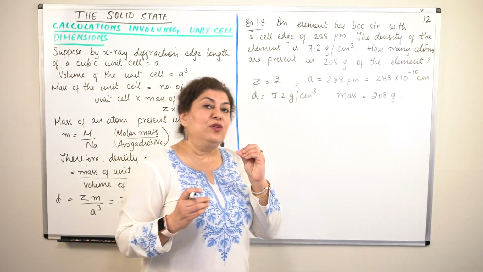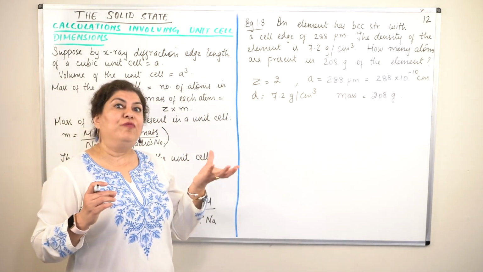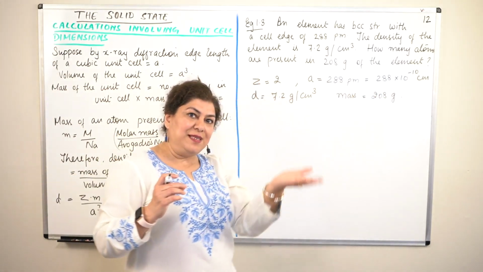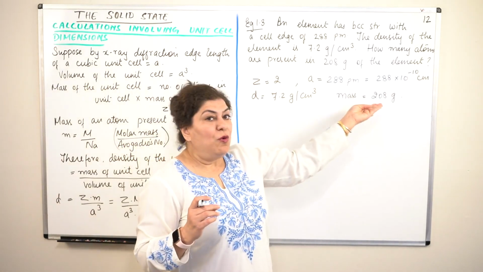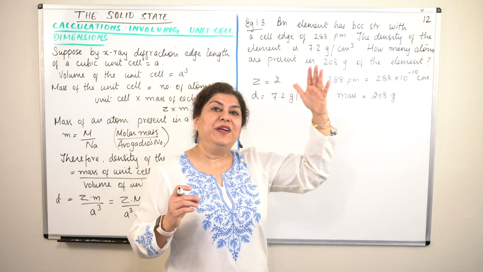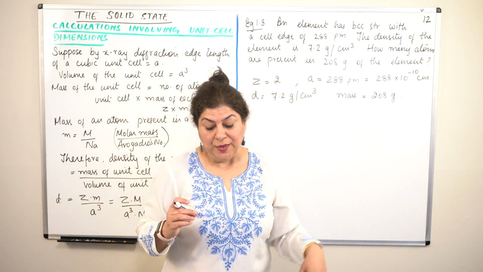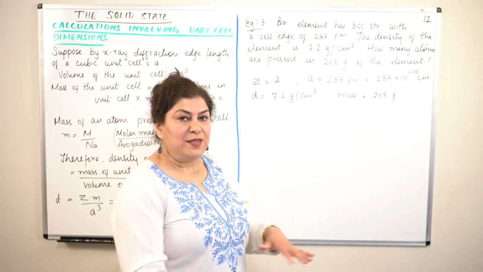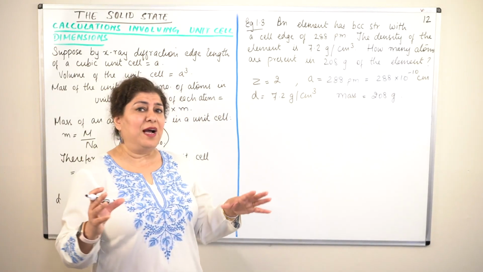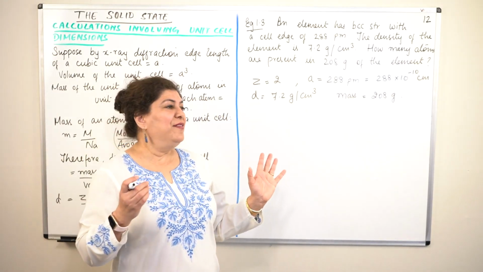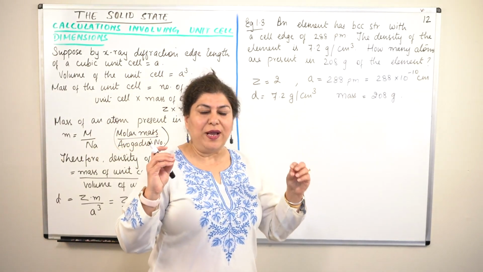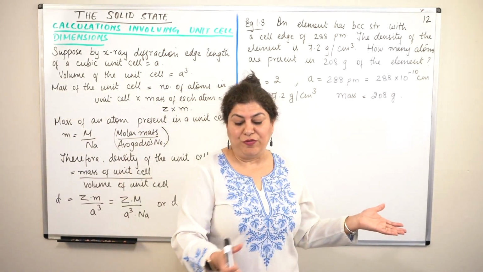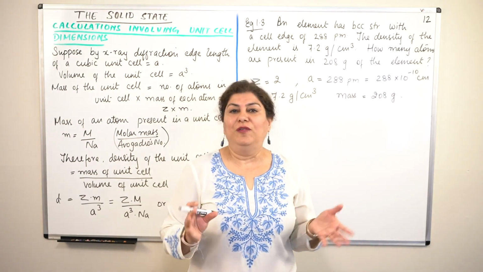In order to find out, first we must know the mass of one atom. And only then we would know, if this is the mass of one atom, how many atoms would be there in 208 grams of the substance. So there are two ways of going about this question. One is the one that's given in the textbook, and one is how I would do it. I'm not very good mathematically, so some of you might find my method easier, some of you might find the book easier, but I'll solve it in both ways.